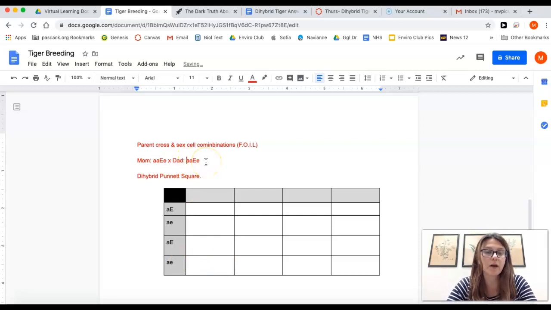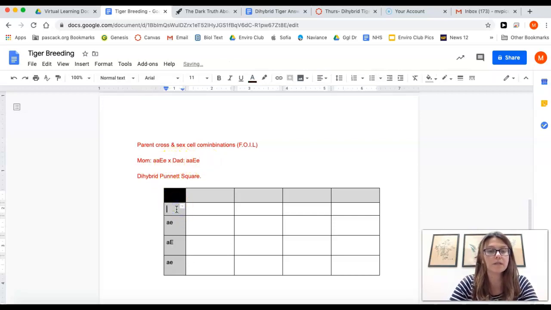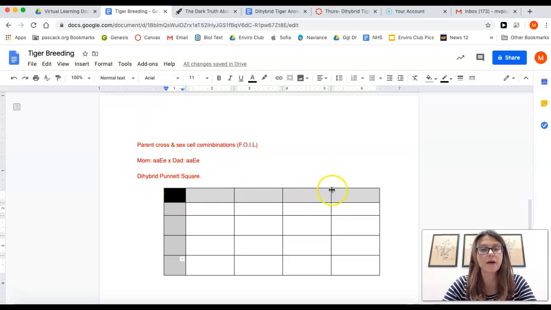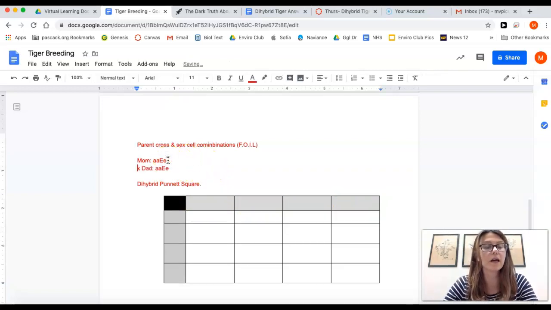We figure out when we breed these two together, what sort of offspring are they going to make? What most kids want to do is just take each one of these letters and put it across this box. As you can see, this is a 16-box Punnett square, and it would make sense. You just put each letter in one of these boxes. That's actually not how you do it. You actually have to figure out how the combinations would go together.